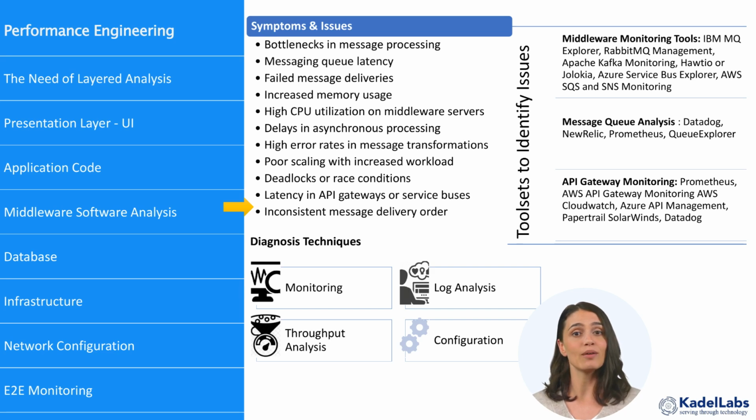Log analysis is another essential technique. By using tools like the ELK Stack or Splunk, we can dive deep into middleware logs to uncover errors, failed deliveries, or unusual delays. Monitoring and API logging have become critical in today's API-driven landscape. Tools like Prometheus, AWS API Gateway Monitoring, and Azure API Management help ensure that our middleware is functioning optimally. Additionally, a thorough review of middleware configurations often reveals opportunities for improvement. Finally, we focus on load balancing and failover strategies to ensure that the system can handle traffic spikes and recover quickly from any failures.